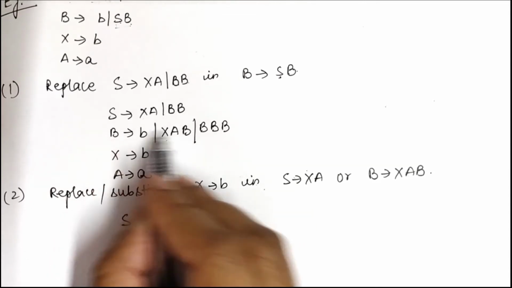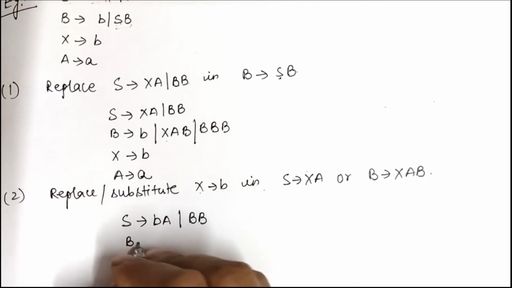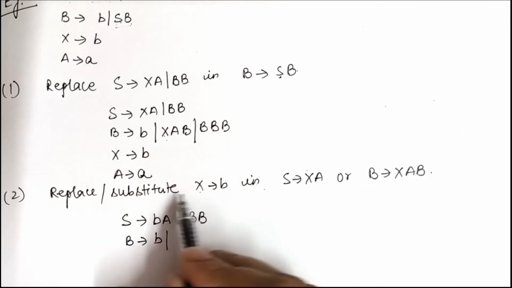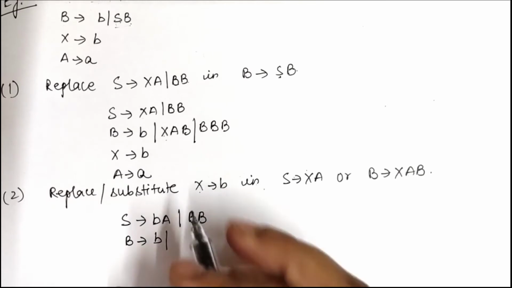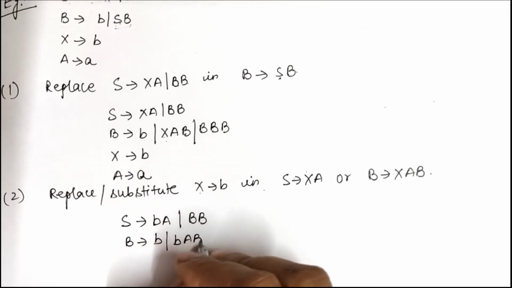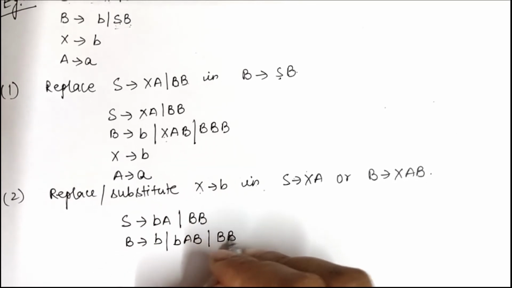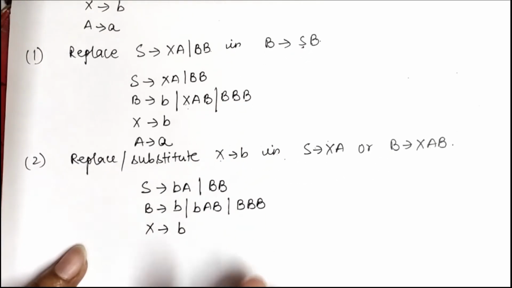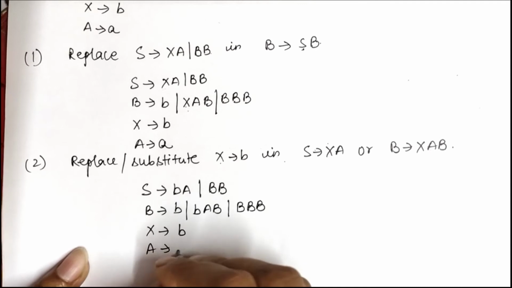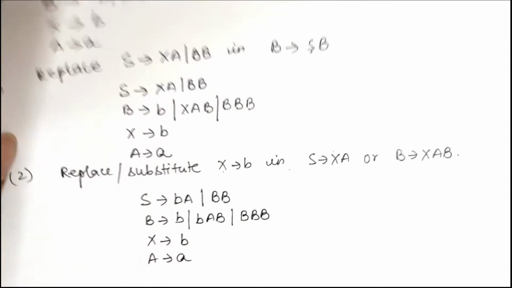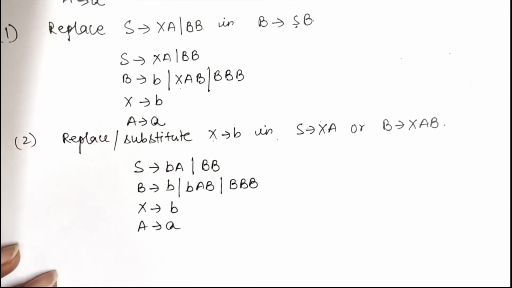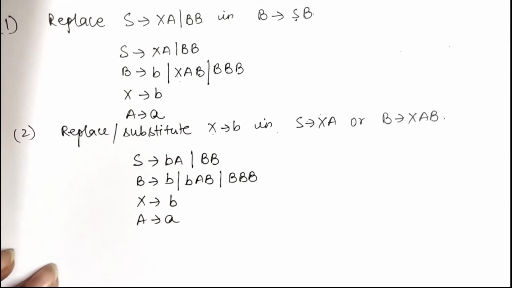Now from this grammar, capital B derives small b, or in place of X we substitute this value b, so BAB or BBB, and the remaining part is X derive b and A derives a. So after substitution in two steps, there is still some grammar which is not in GNF form.